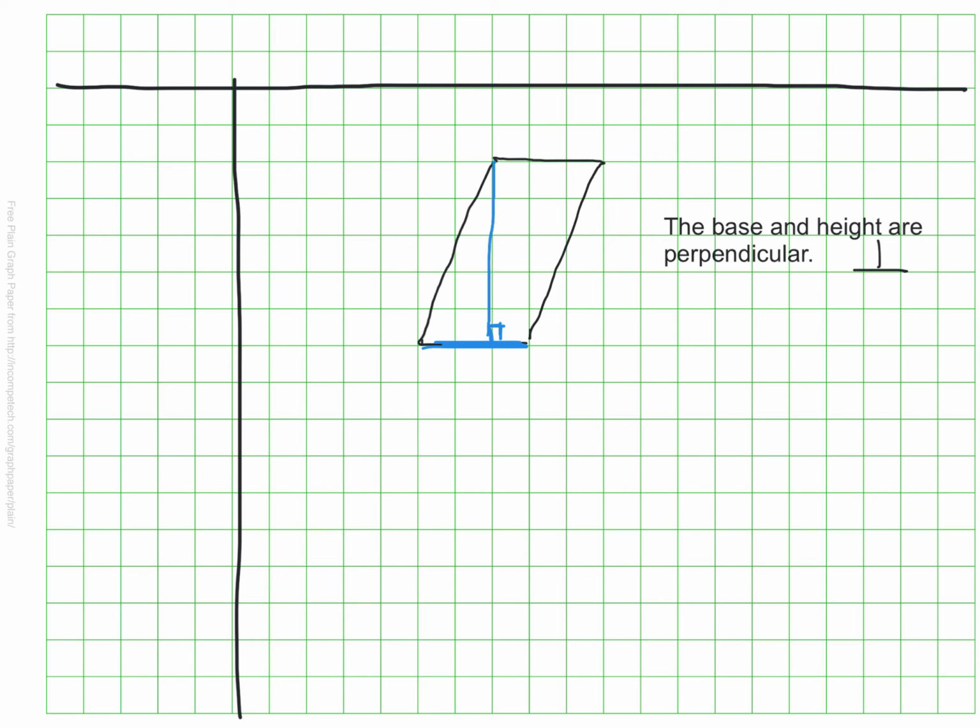Either way, I know that my area needs to be my base times my height, and my base here is 3 units. That looks like a 5, doesn't it? Let's try that again. 3 units, and my height is, well, my height is 5 units. So I'm going to go ahead and multiply my 3 times 5 to find out that my area is 15 square units. And that's it. That's how we find the area of our parallelograms.